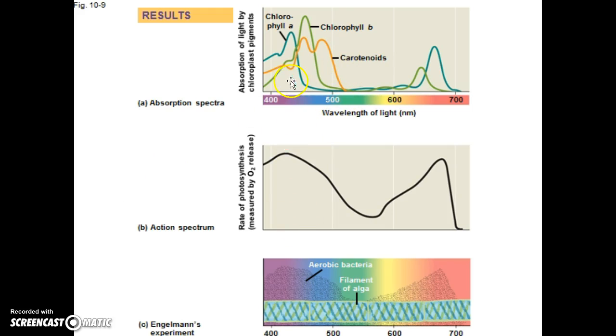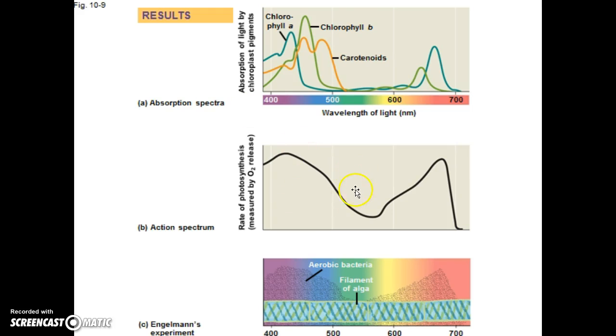So what's the difference between these top two graphs here? The top one is called the absorption spectrum, and the bottom one down here is called the action spectrum. The absorption spectrum is a graph that plots a pigment's light absorption compared to its wavelength, and we can see those wavelengths down here. Light absorption is measured on our y-axis. The absorption spectrum of chlorophyll A suggests that violet, blue, and red light work best for photosynthesis.